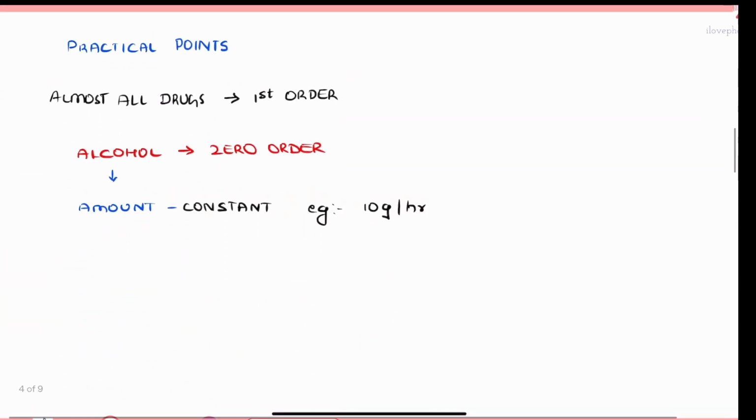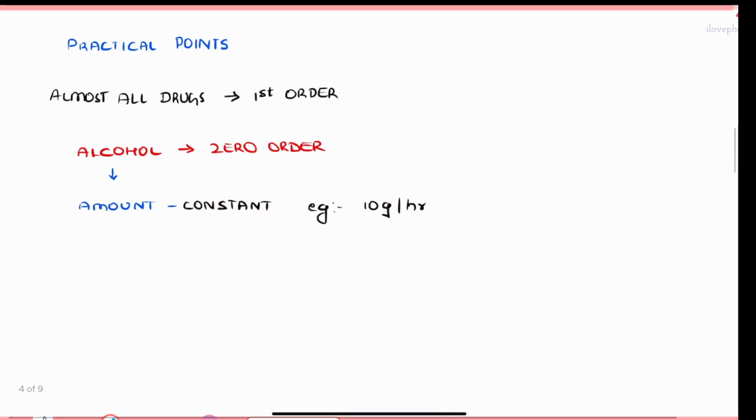So next, coming to some practical points you need to keep in mind. Almost all the drugs which you come across in your life follow first order kinetic, because at therapeutic dose they follow first order kinetic. The exception is alcohol. So alcohol, what happens? It follows zero order kinetics.